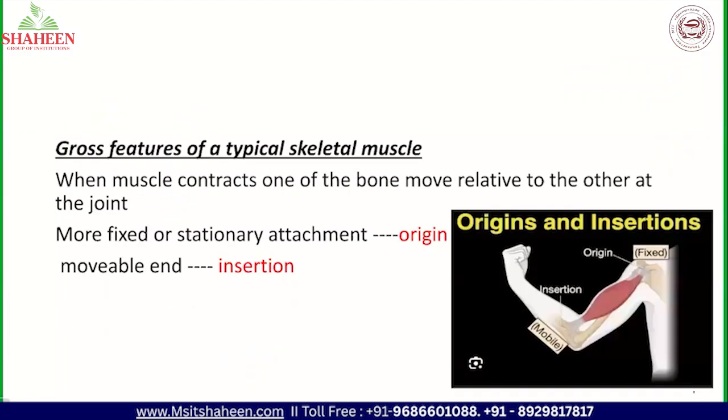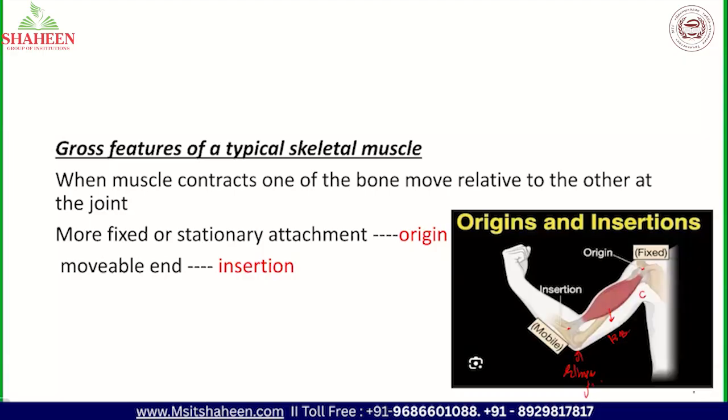So next is the gross feature of a typical skeletal muscle. When the muscle contracts, one of the bones moves relative to the other at the joint. We know that most of the muscles will cross a joint. This is an example for the biceps brachii. So you can see that it is coming from here to here. So it is crossing the elbow joint.